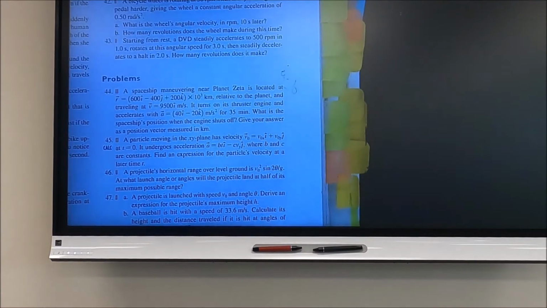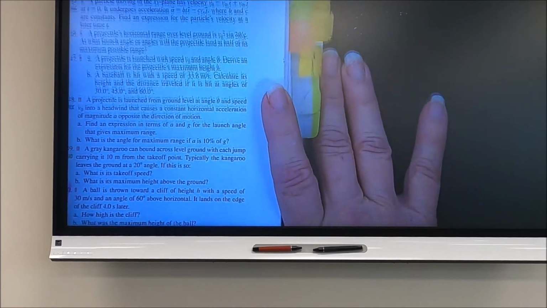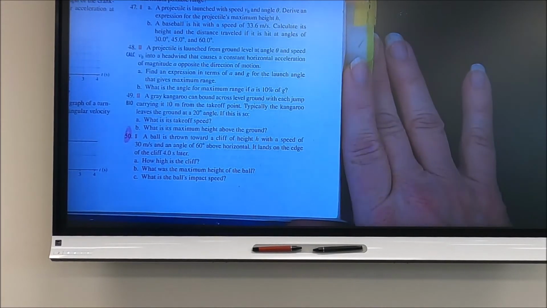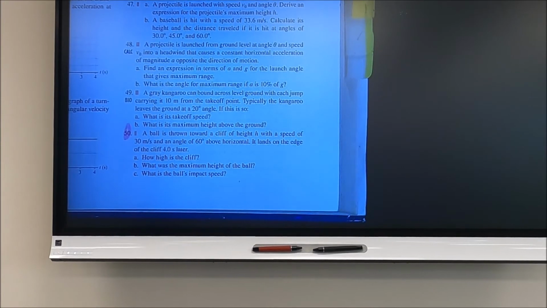So we're going to move on, and we're going to look at problem 50. Problem 50 is on page 107. Down here, problem 50. There it is. It says a ball is thrown towards a cliff of height h with a speed of 30 meters per second and an angle of 60 degrees above horizontal. It lands on the edge of the cliff 4 seconds later. A, how high is the cliff? B, what is the maximum height of the ball? And what is the ball's impact speed?